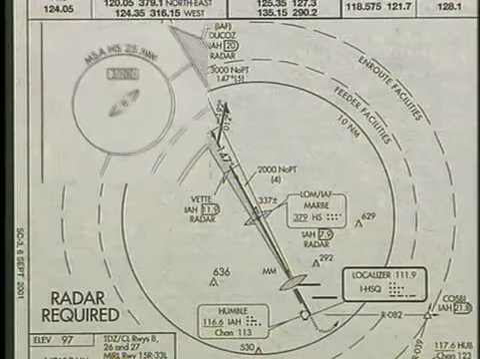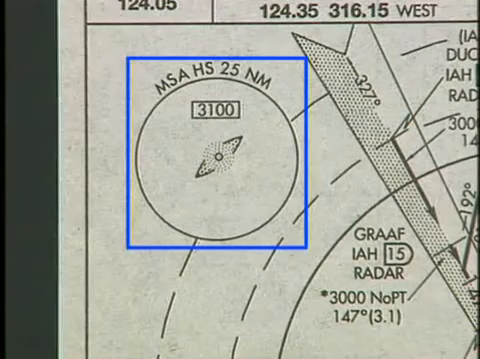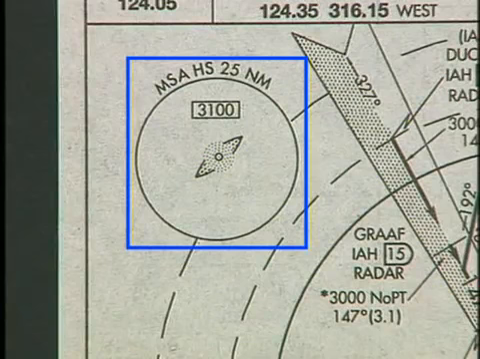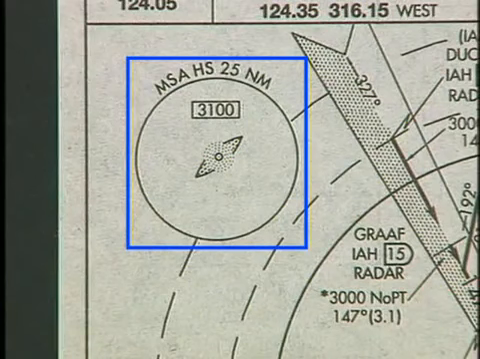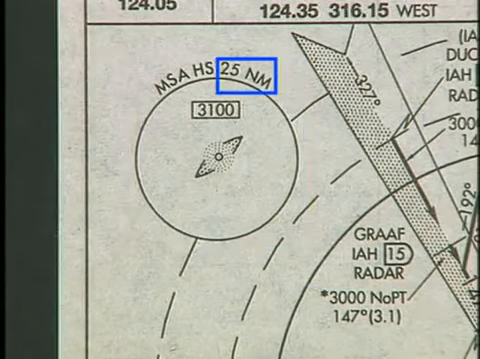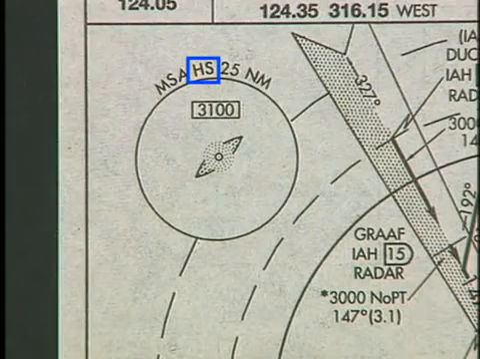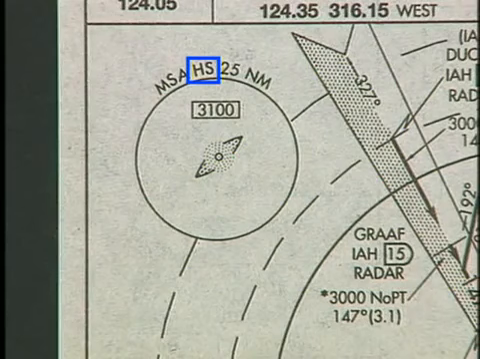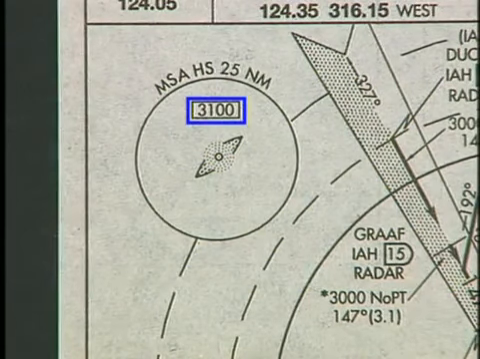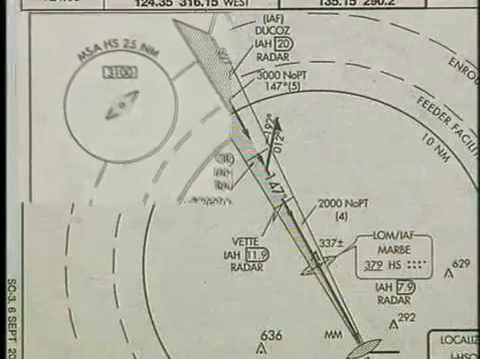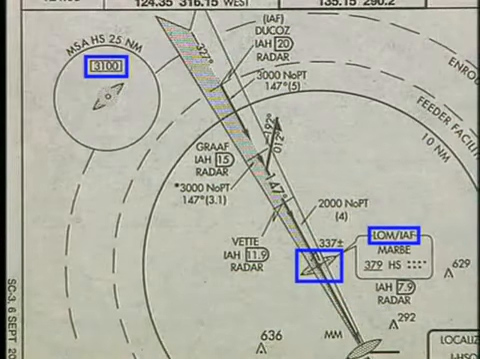You'll also see a small circle on the plan view which shows the MSA or minimum safe altitude. The MSA provides 1,000 feet of clearance over all obstacles within 25 nautical miles of the nav aid. The identifier for the nav aid is at the top of the circle. In this case, the MSA is 3,100 feet and is based on the Marby LOM or Locator Outer Marker.